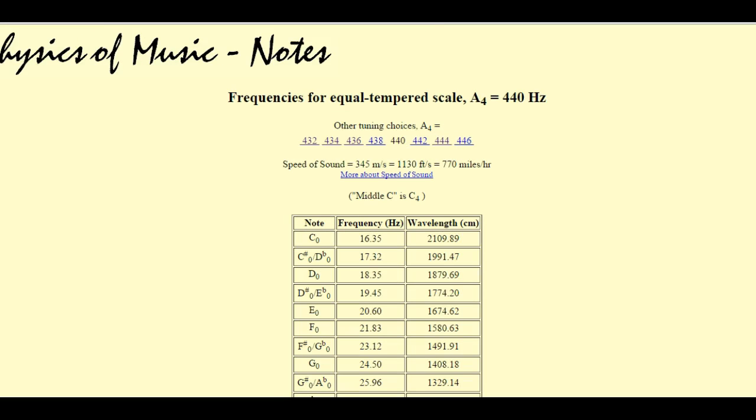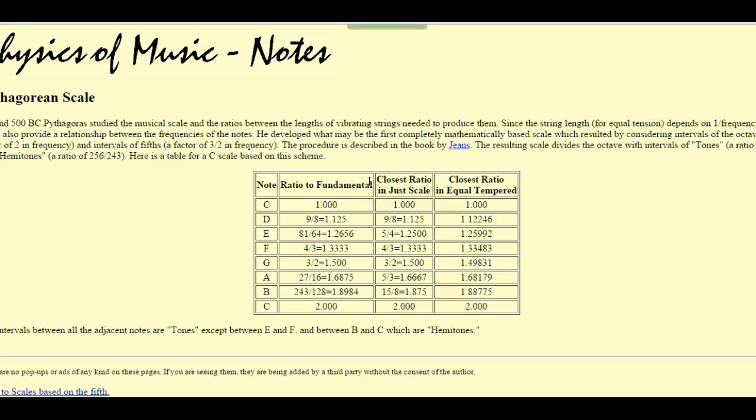Okay, now we're going to go back. There we go. Pythagorean scale. So again, temperament is literally the distance from one note to the next. Over here, you're going to see the equal tempered scale ratios. Over here is the just intonation scale, which is really close to the Pythagorean scale.